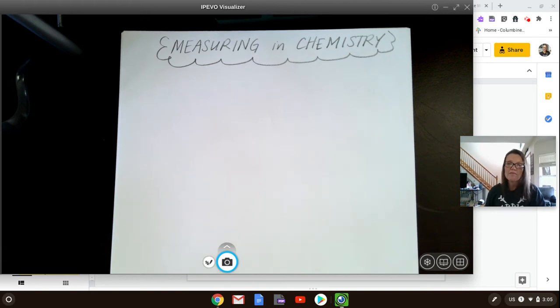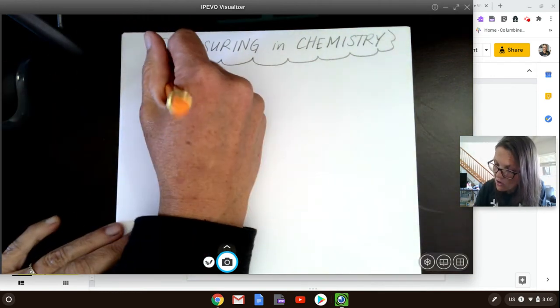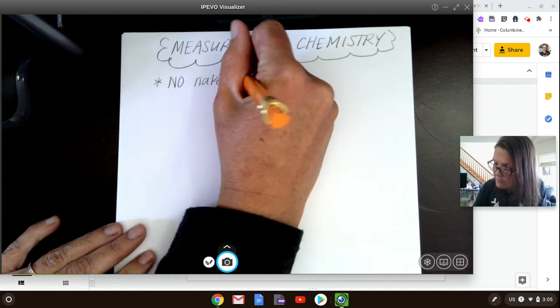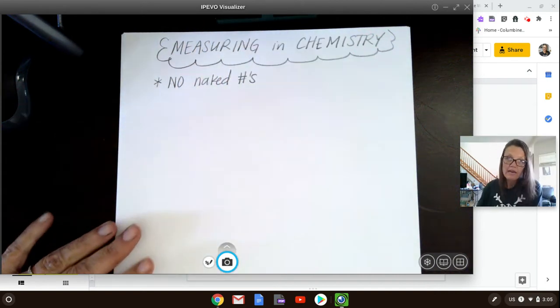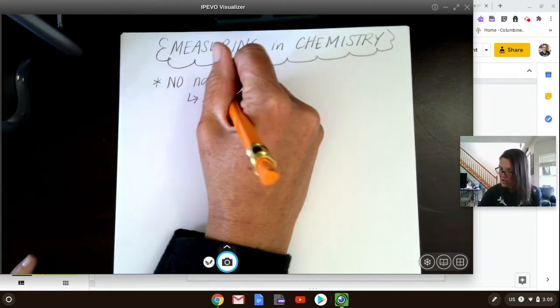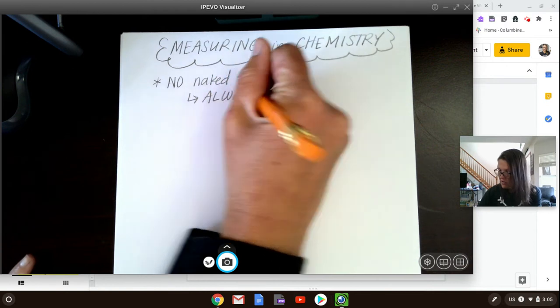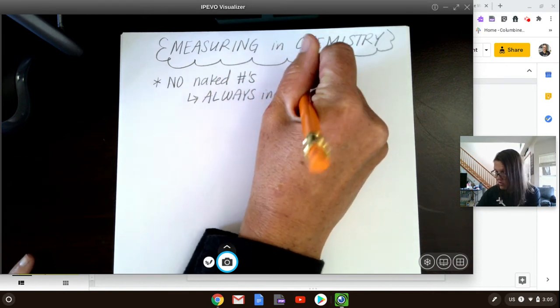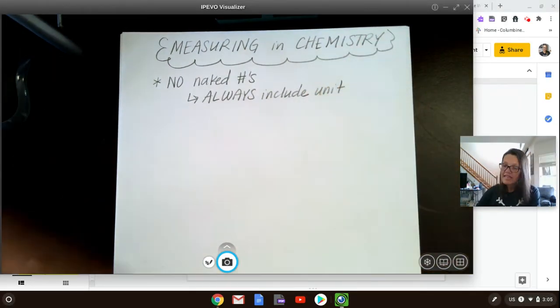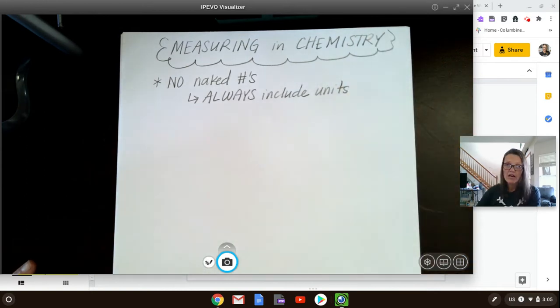But the first thing I need you to remember about measuring in chemistry, so anytime we're dealing with quantitative observations of a sample, is that we are going to have no naked numbers. And what I mean by that is that you are going to always include units. So including the unit is always worth at least 1 point on problems.